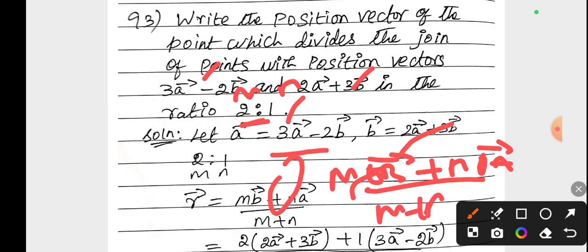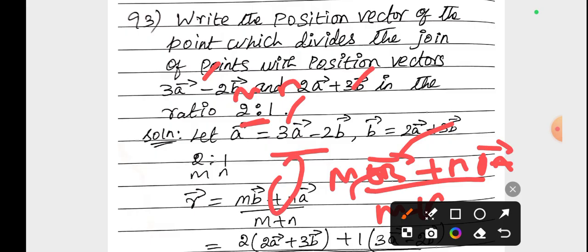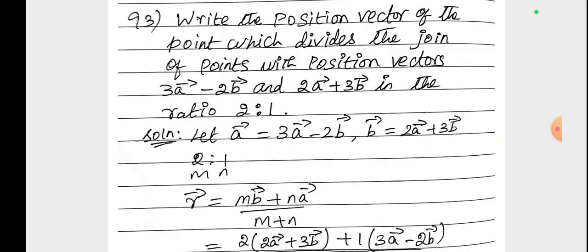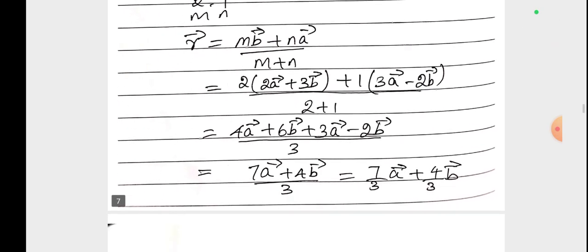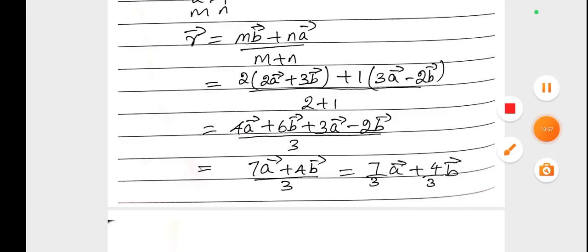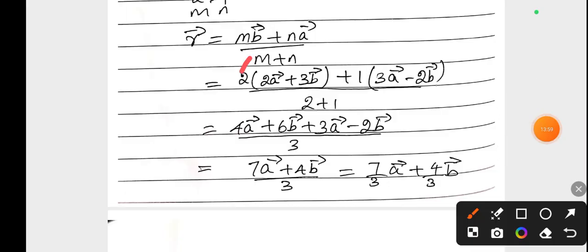So it is (mb plus na) by (m plus n). That way we can do it, like how we studied in 10th standard, (m x2 plus n x1) by (m plus n). M is 2 and the b vector is 2a plus 3b. N is 1 and the a vector is 3a minus 2b, divided by 2 plus 1. 2 multiplied by 2a is 4a, 2 into 3b is 6b. 1 into 3a is 3a, 1 into minus 2b is minus 2b.